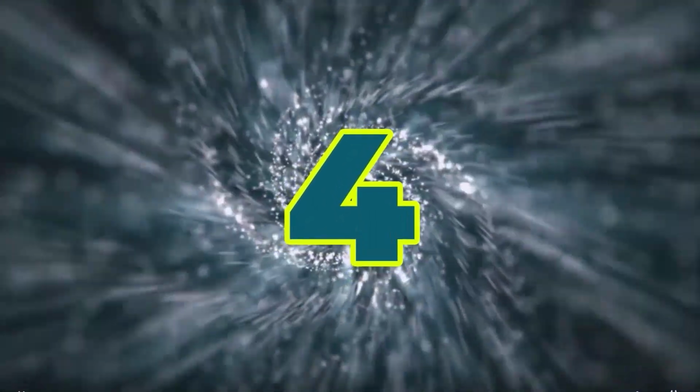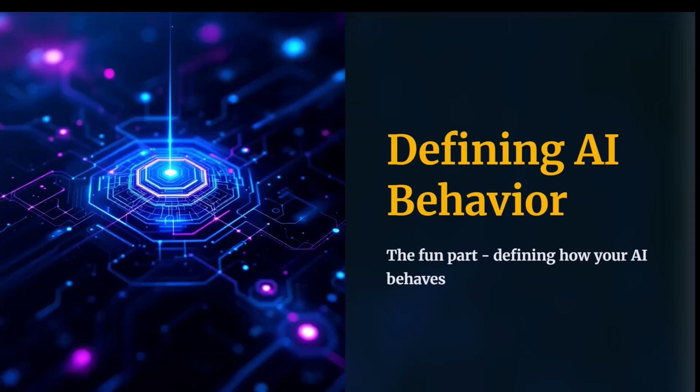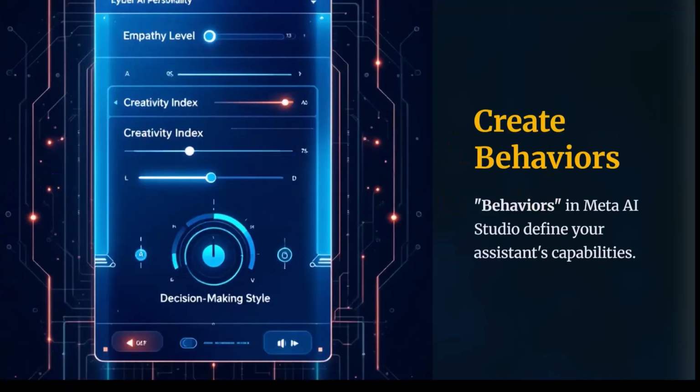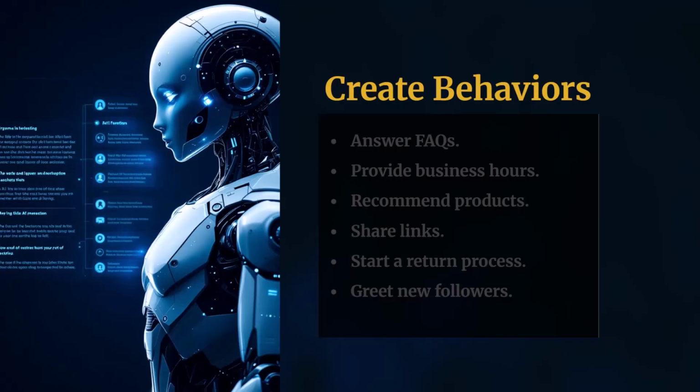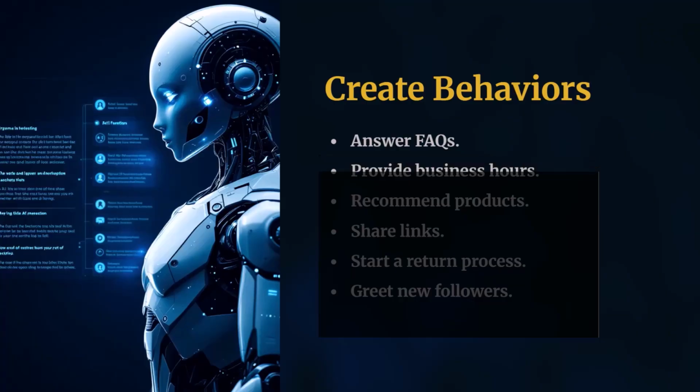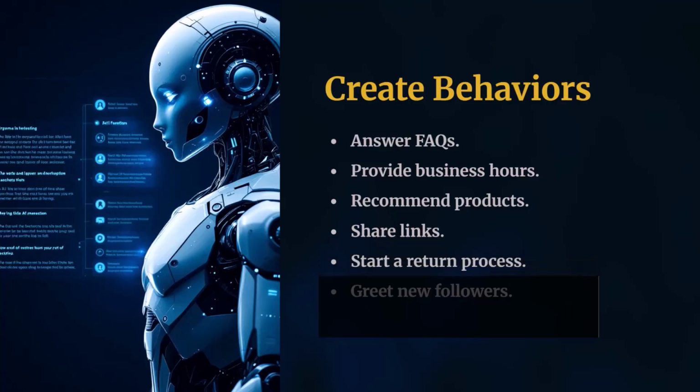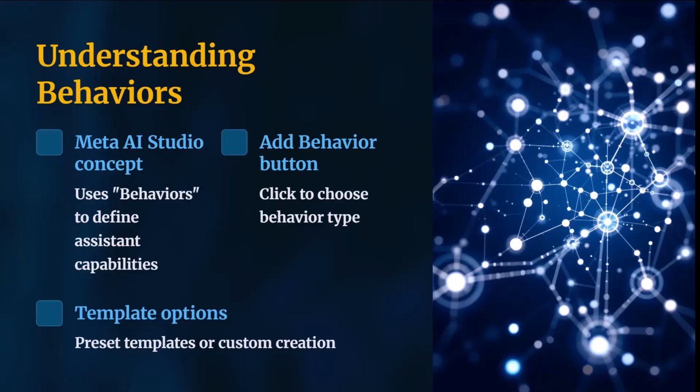Section 4. Defining AI behavior. Here comes the fun part, defining how your AI behaves. Meta AI Studio uses a concept called behaviors to help you define what your assistant can do. For example, you can create behaviors like answer FAQs, provide business hours, recommend products, share links, start a return process, greet new followers. To add a behavior, click Add Behavior and choose a type. You can either use preset templates or create custom ones.